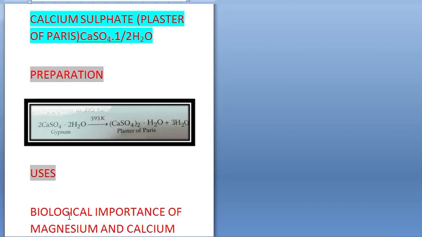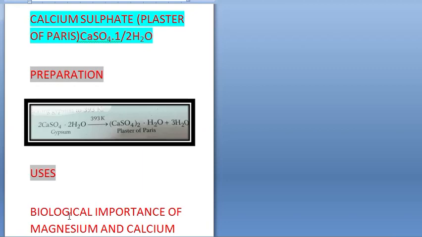Now uses of calcium sulfate: it is used in the building industry as well as plasters. It is used for immobilizing the affected part of bone fracture or sprain. It is used in dentistry, in ornamental work, for making casts of statues and bones. So these were the important compounds of calcium.